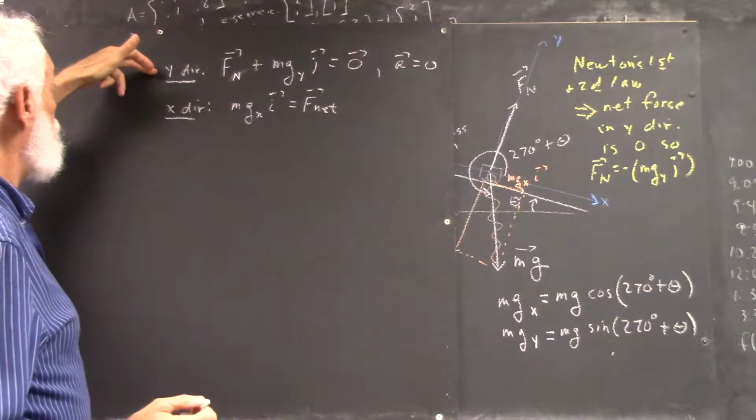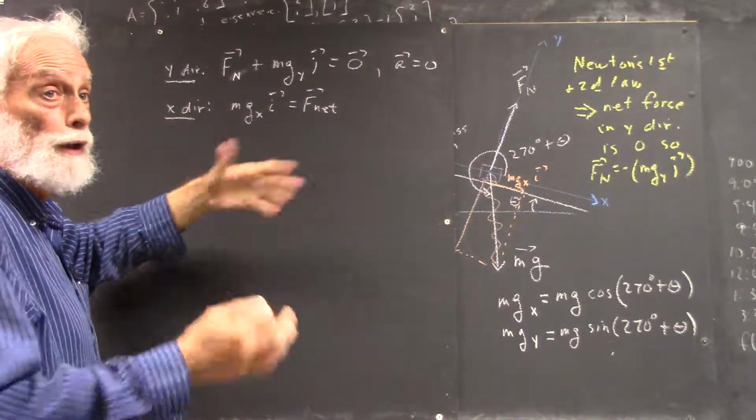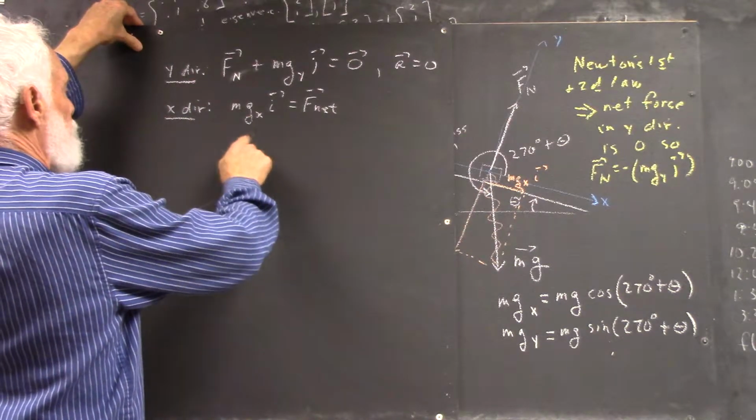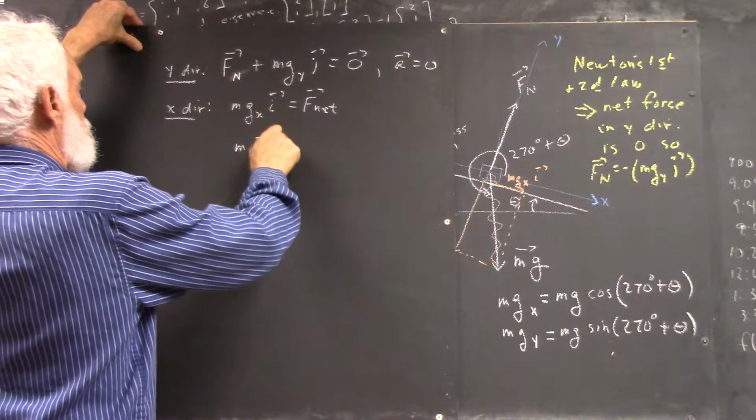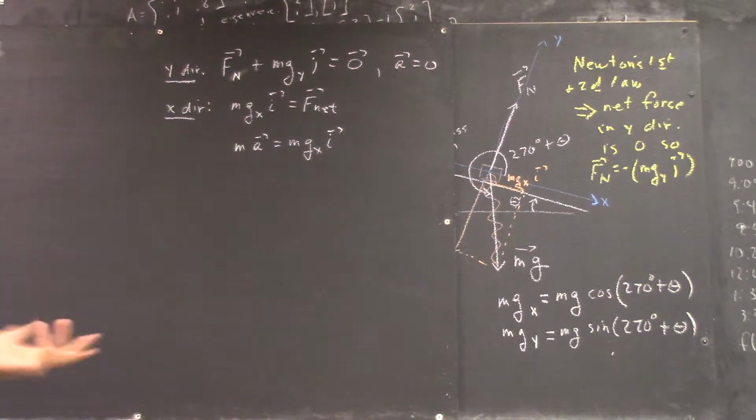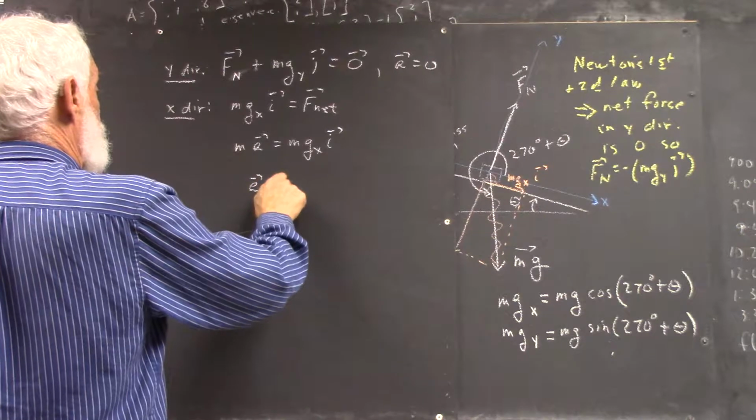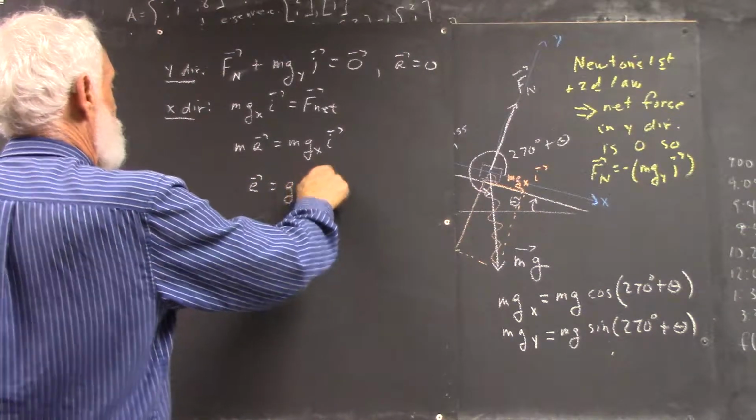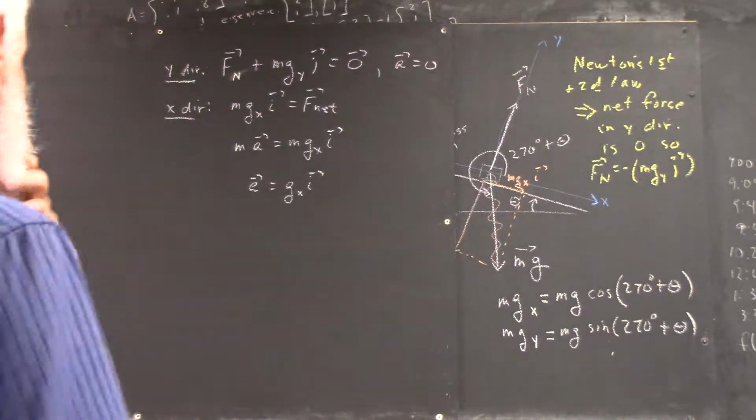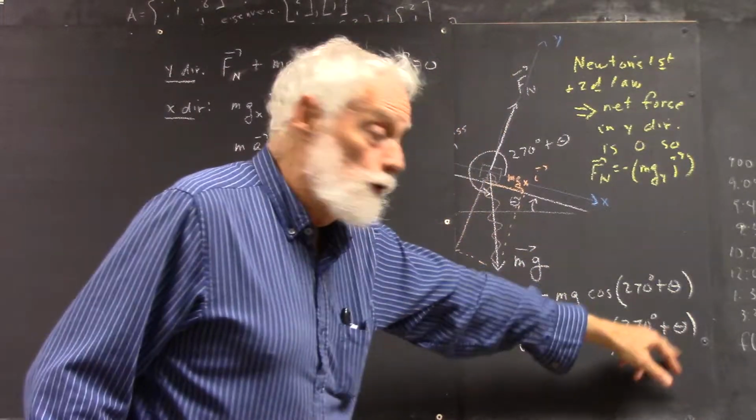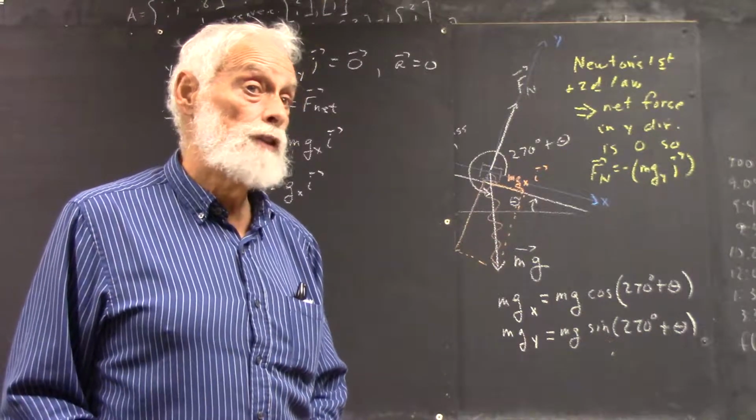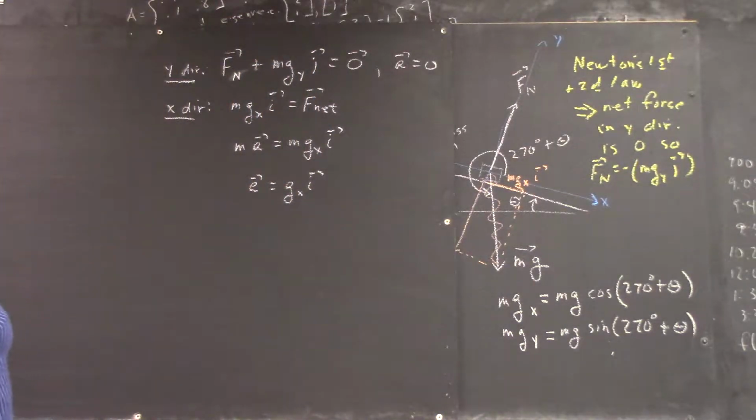Well, there's no net force in the y direction, there's this net force in the x direction, so the whole net force is this, right? And this says then that the acceleration is gx times i, right? Now we go back to the equations for gx in terms of theta, but this is true no matter what the angle is, so I didn't even bring the angle into the consideration. Okay?